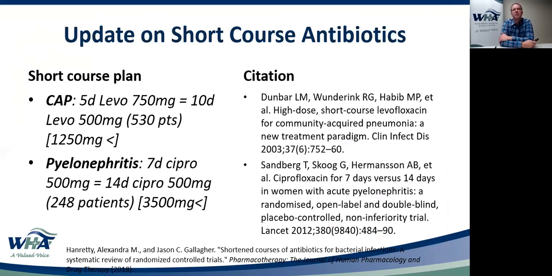And this trial had 530 patients, and they actually did high-dose, short-course Levaquin for community-acquired pneumonia. So they did 5 days of levofloxacin, 750 milligrams, once daily, instead of 10 days of 500 milligrams. And they had equal efficacy, same number of treatment failures, same number of deaths, and they were able to save 1,250 milligrams of levofloxacin.